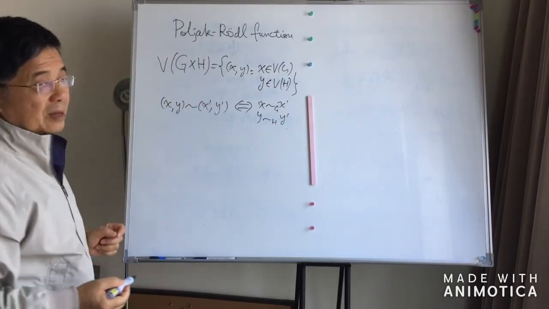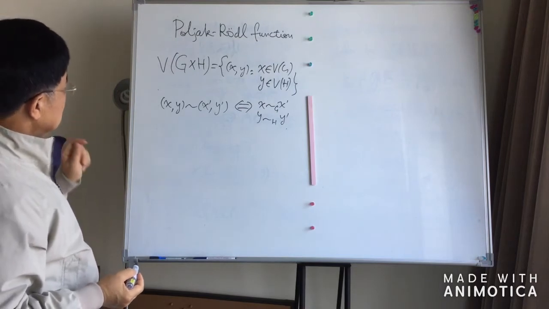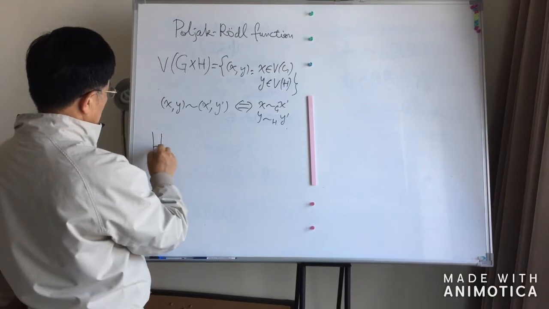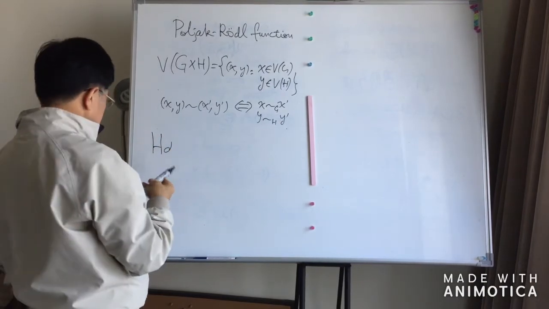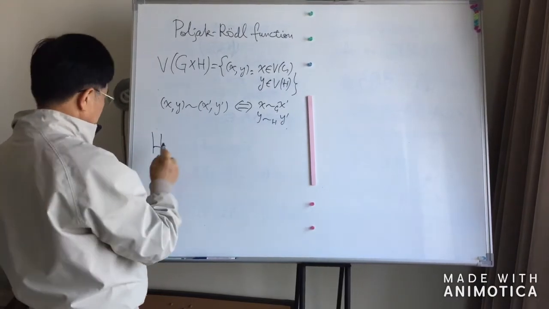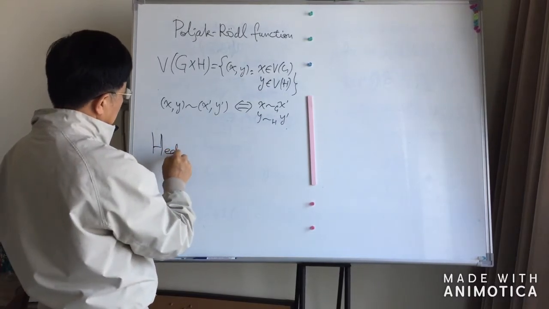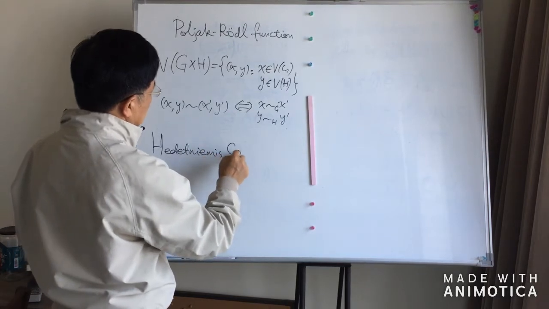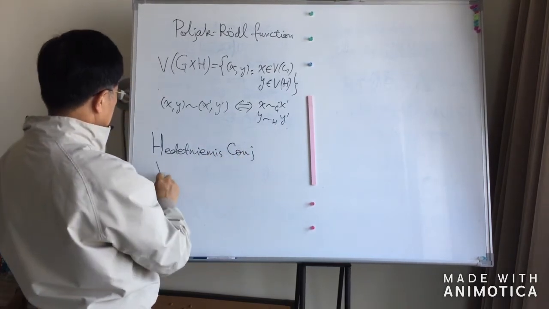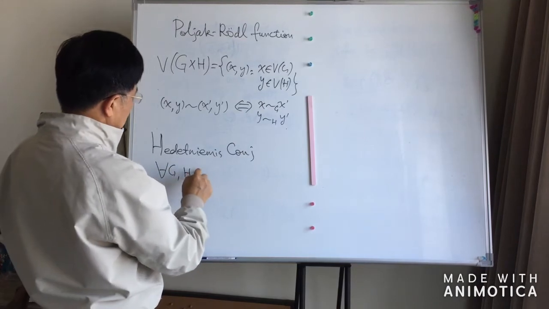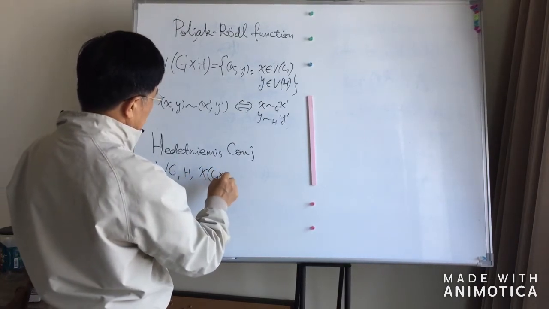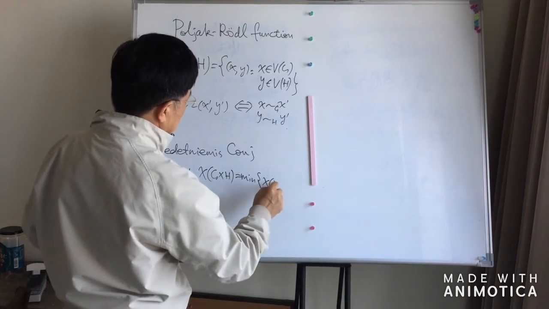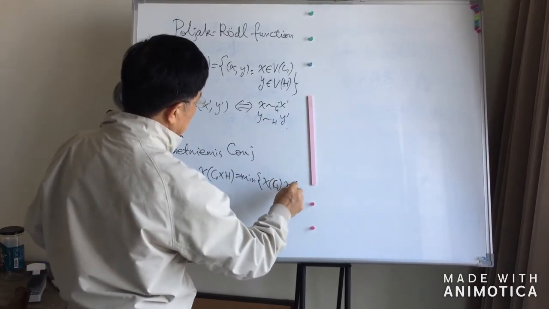And Hedetniemi's conjecture is about the chromatic number of this product graph. This conjecture says that for every graph G and H, the chromatic number of the product is equal to the minimum of the chromatic number of G and the chromatic number of H.